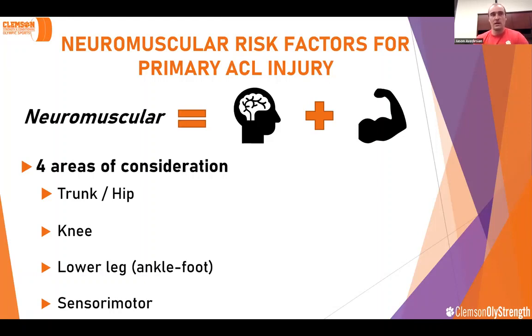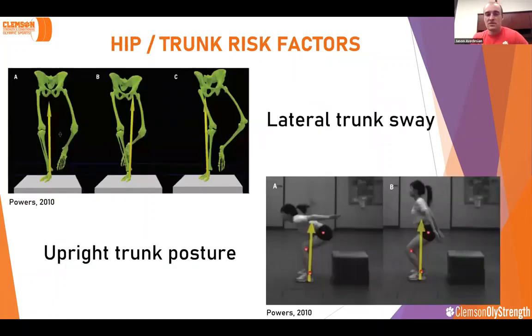When you think about risk factors for ACL injury, looking at just univariate risk factors can lead you down some tricky paths, because this is such a multifactorial injury. But I'm going to overview just 4 areas of consideration, with the understanding that these are interactive factors and dynamic behaviors that can change: the trunk and the hip, the knee itself, the lower leg, which I define as the ankle-foot segment, and lastly, some of the sensory motor factors that have been presented in the more recent literature.